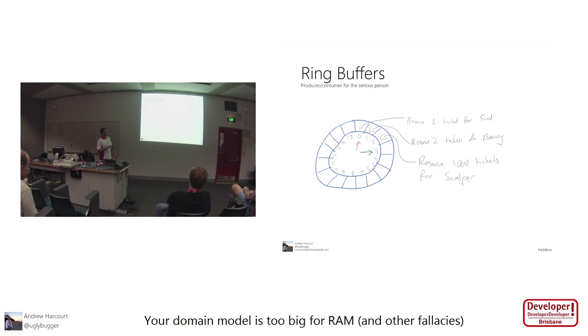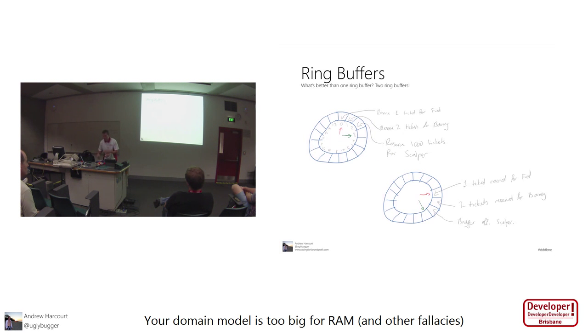Then we've got an instruction in slot 0, reserve a ticket for Fred. Slot 1, reserve two tickets for Barney. Barney's going to be popular. Barney, you remember that he was supposed to take Betty to the event. All right, then the next one in the instruction list is we want to reserve 1,000 tickets for some scalper. So our request processing thread, our domain manipulation thread, just needs to pull these requests out of the buffer, do something, and then reply.